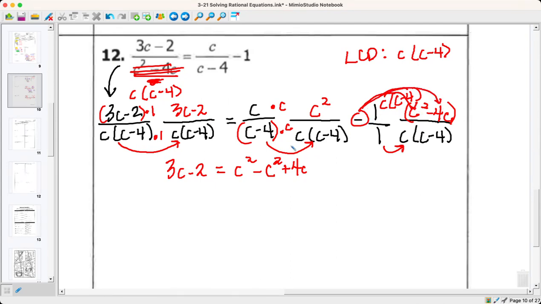Now let's do some cleaning up here. I see a lot of c's going on. These are going to cancel out. That leaves me with 3c minus 2 on this side and 4c on this side. I want to subtract my 3c, and I'll have negative 2 equals just 1c. Check to see if it works, and it does, and we're done.